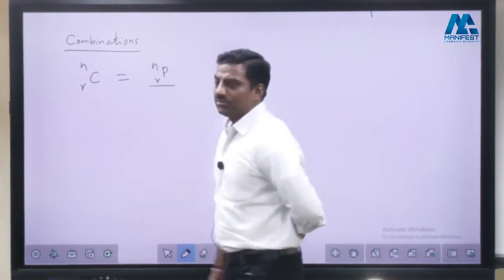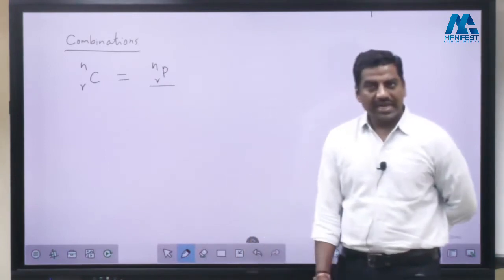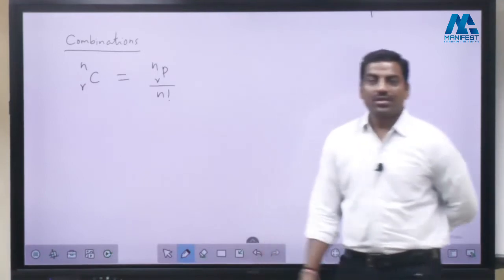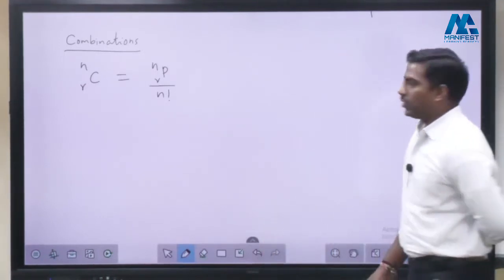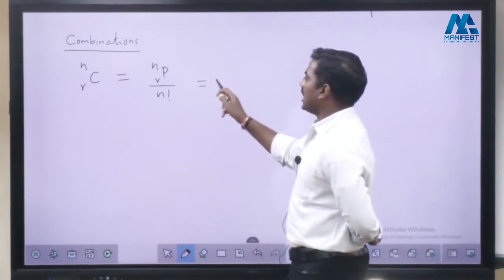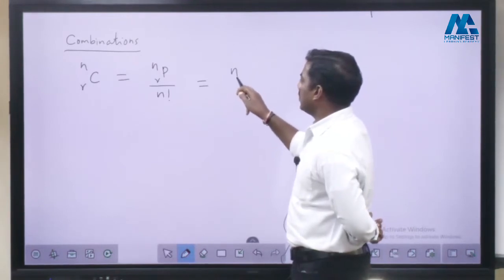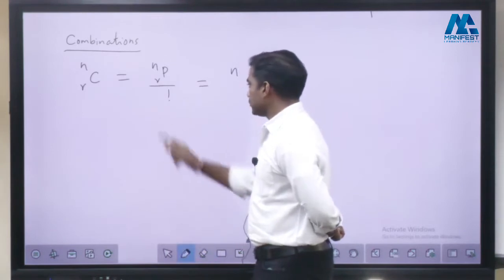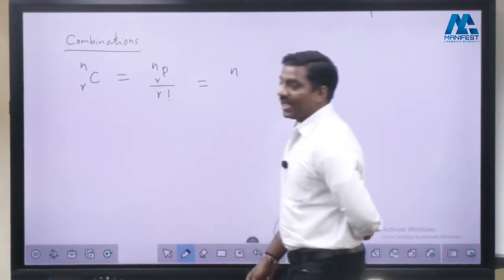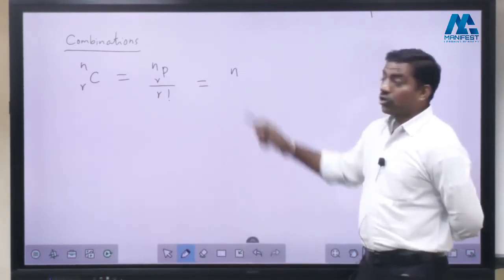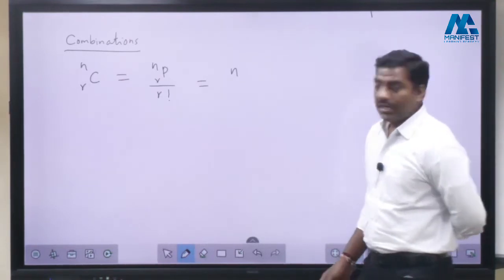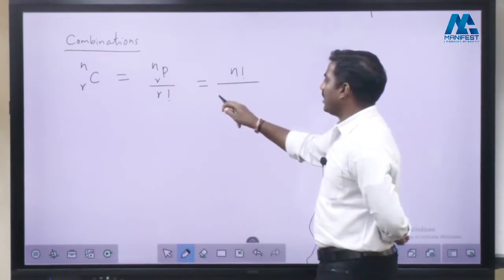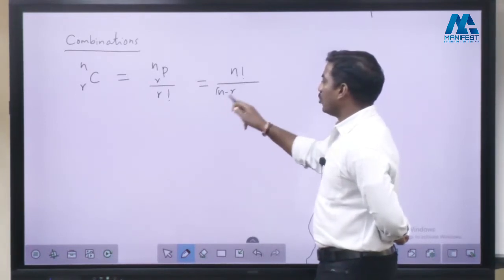And I'll divide by something so that I reduce the number. I divide by something, so that division is nothing but r factorial. So what would it become? NPR. How do you write it? Sorry, here not n factorial, r factorial. Again, I'll tell you not to use this formula. Okay? I'll show you how. So n factorial divided by n minus r factorial.